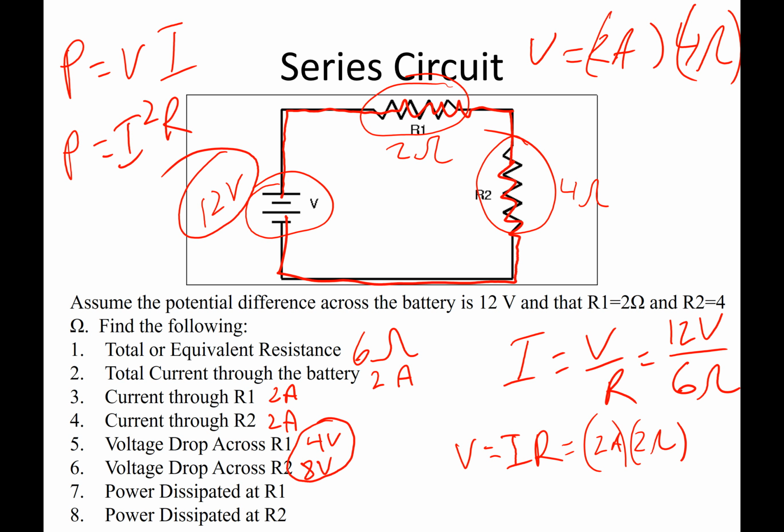So at resistor 1, the voltage drop was 4 volts, and the current was 2 amps. So at resistor 1, we'll call it P1, 4 volts times 2 amps. A volt times an amp is a watt. So we're going to get 8 watts. And then at resistor number 2, same thing, P equals VI.